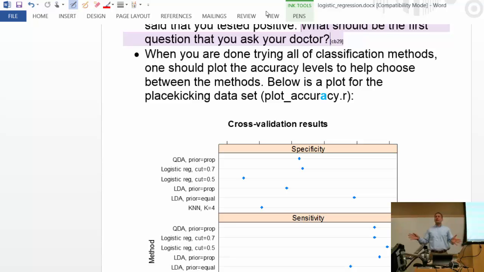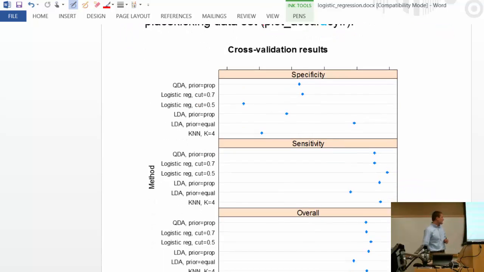There's many other classification methods out there, like one called classification trees, another one called random forest. There's tons of classification methods out there. You could dedicate a whole class to classification itself. But typically in actual application, you're trying a whole bunch of different methods, and you need some way then to summarize the result that you get back. And what I recommend that you always do is do a plot such as this.